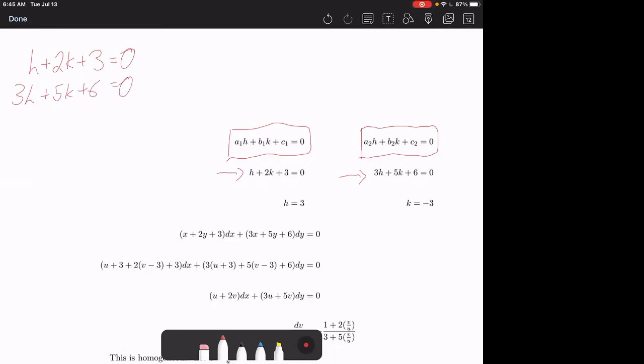Now you may recall this type of problem where we want to figure out what these variables are equal to. In the past, you would use either elimination or substitution. I think elimination will be fairly quick here. So we're going to multiply this equation by 3. That's going to give us 3h plus 6k plus 9 equals 0. And then we're going to subtract the other equation.